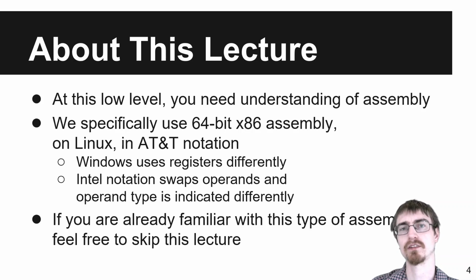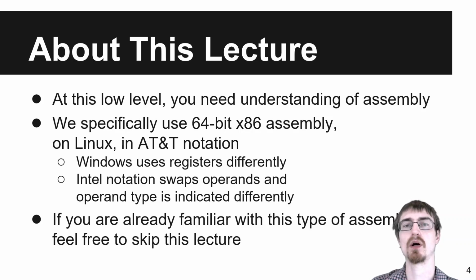Now, unfortunately for Intel assembly, there are multiple notations and they are pretty different. They can be confusing. So, for example, one thing that the Intel notation does, which is a competing notation against AT&T, it swaps the operands. So the AT&T notation puts the source first and destination second, whereas the Intel notation puts the destination first and then the source. Moreover, the operand type is indicated differently.